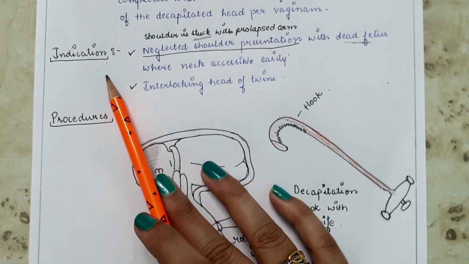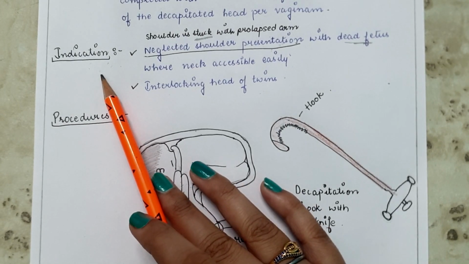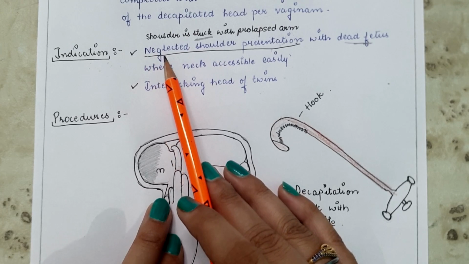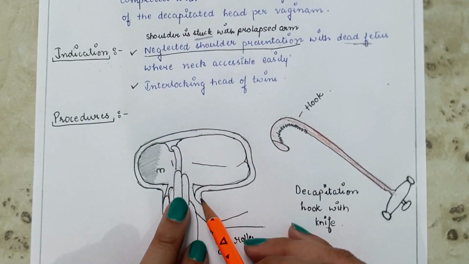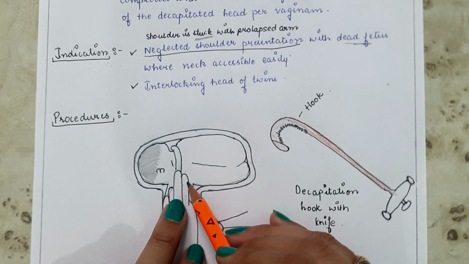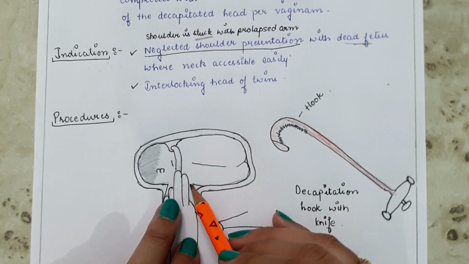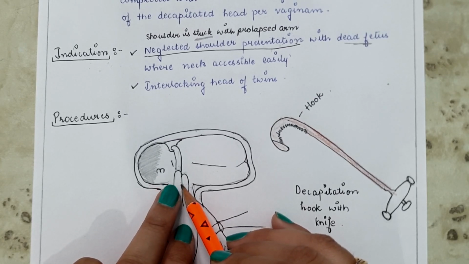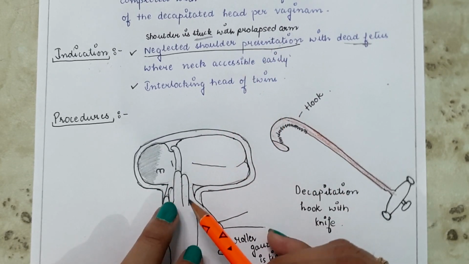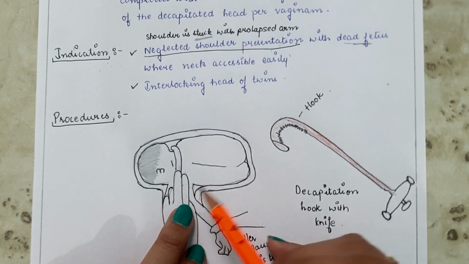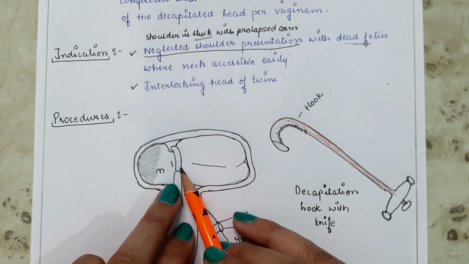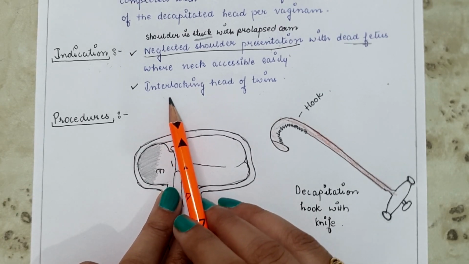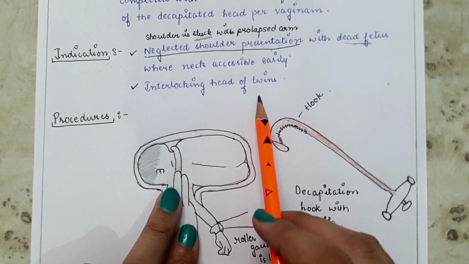Now, what are the indications of decapitation? That is, in which cases is decapitation performed? First of all, neglected shoulder presentation. This is the diagram of neglected shoulder presentation, in which the presenting part is the shoulder and the shoulder is impacted or stuck inside the birth canal with a prolapsed arm. That is, the arm is present first in the way. Plus, if the fetus is dead and the neck is easily accessible, in that case decapitation is performed. And the next indication is interlocking heads of twins.